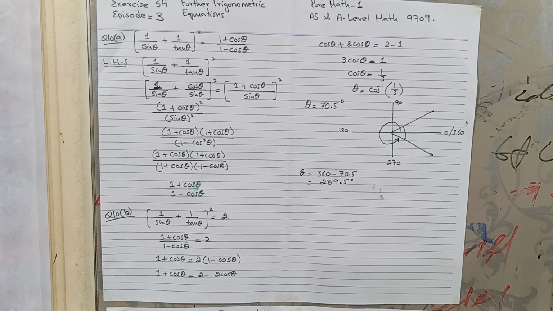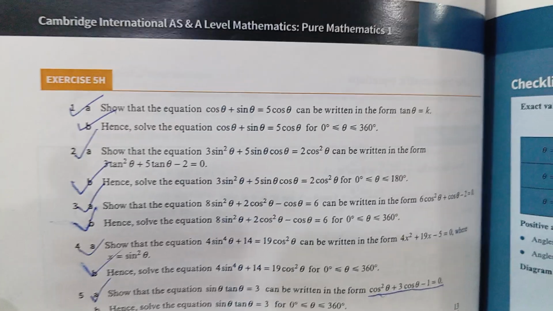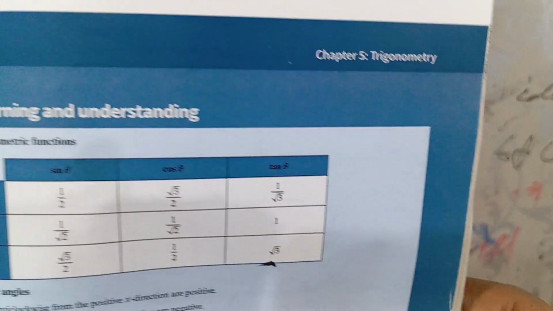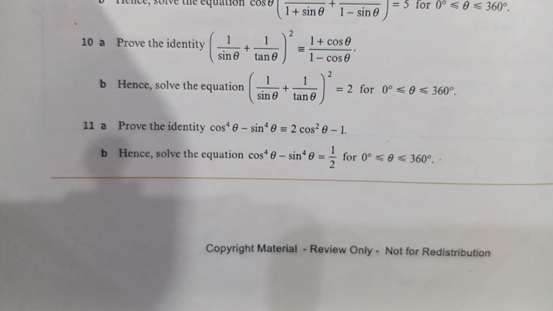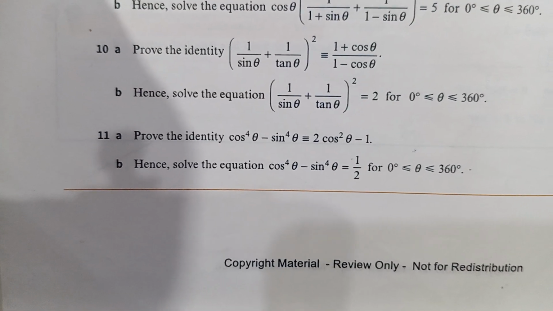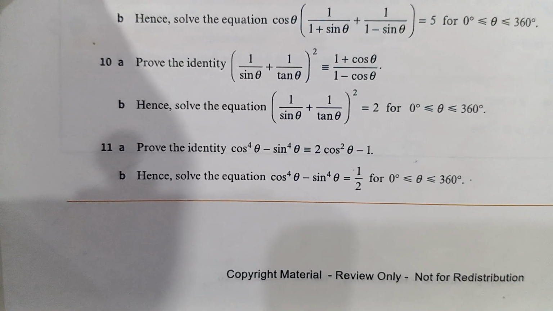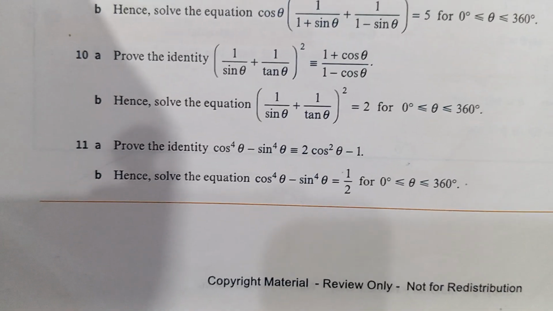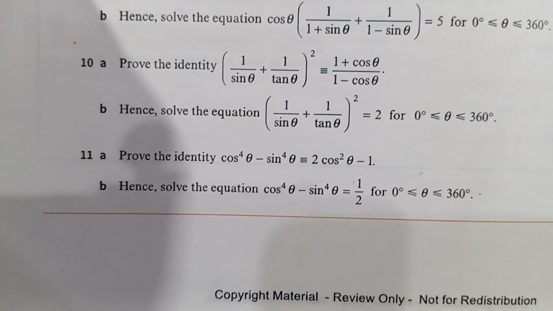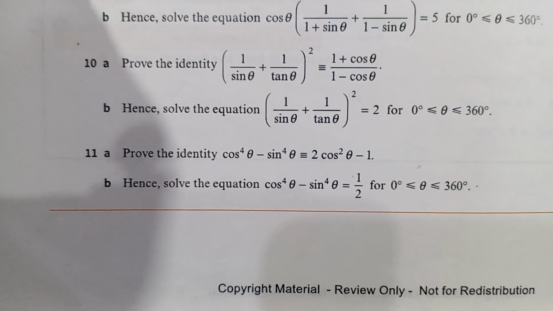This is our third episode on this exercise, and now we will do question number 11, exercise 5H, chapter 5, trigonometry. We are going to attempt the last question of this exercise, which is question number 11. It says prove the identity cos to the power 4 theta minus sin to the power 4 theta equals 2 cos squared theta minus 1. Hence solve the equation cos to the power 4 theta minus sin to the power 4 theta equals 1/2.